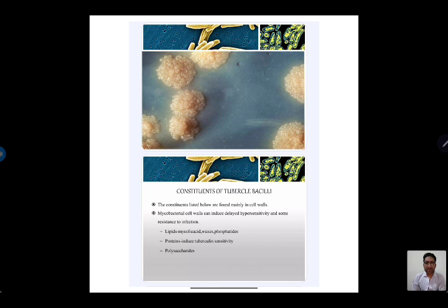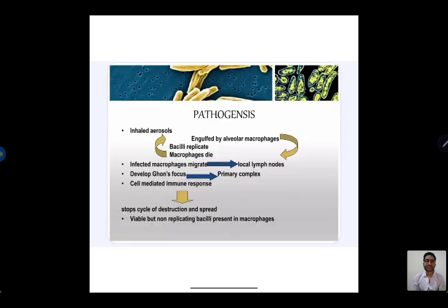The constituents of the tubercle bacilli. The constituents listed below are found mainly in the cell wall. Mycobacterial cell wall components can induce delayed hypersensitivity and some resistance to infection. Protein and lipids, mycolic acids, waxes and phosphatides. Proteins include tuberculin sensitivity, and polysaccharides.